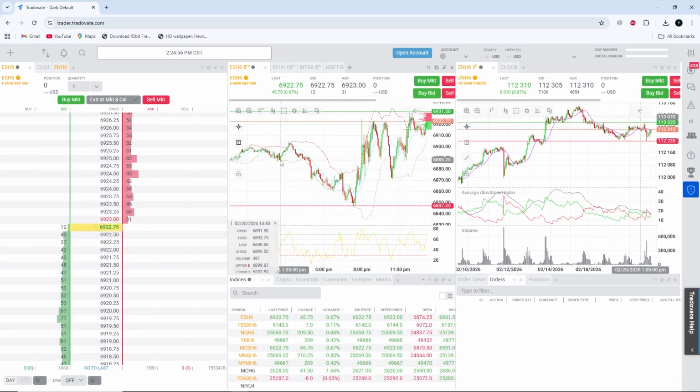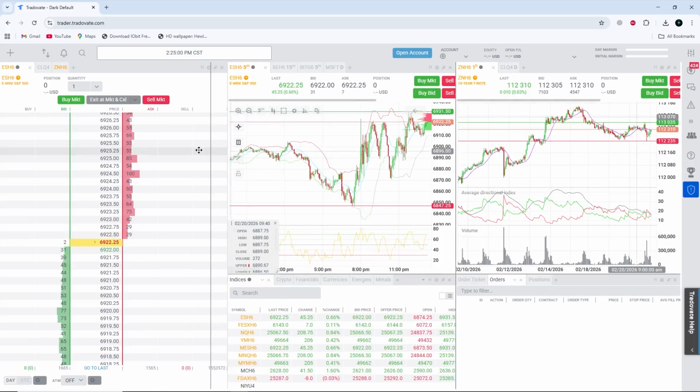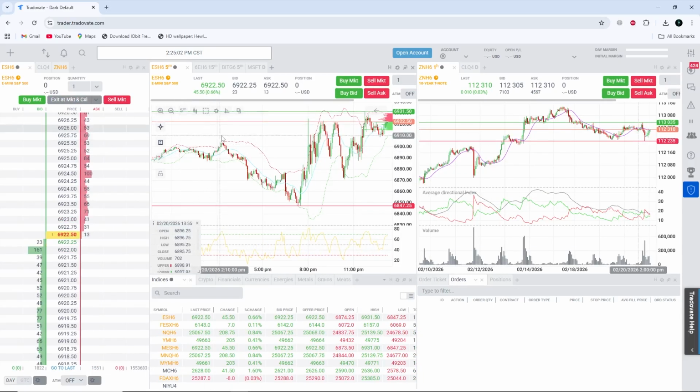Finally, configure your interface. Add charts, market data, and position trackers to your dashboard. Arrange the windows so you can clearly see your trades and performance.